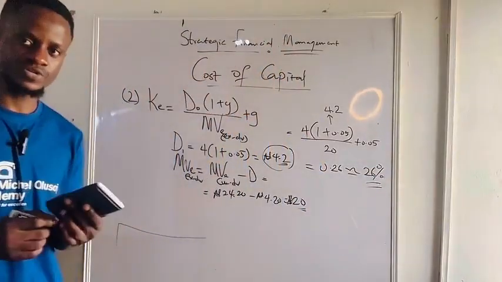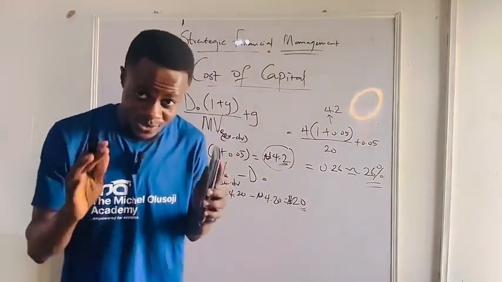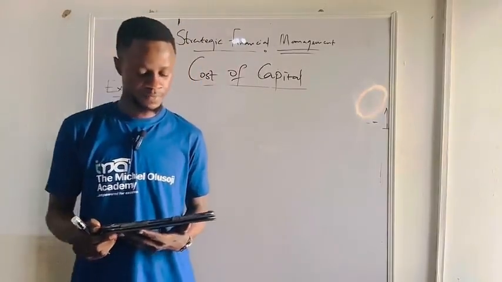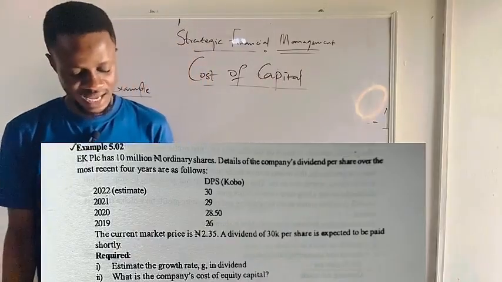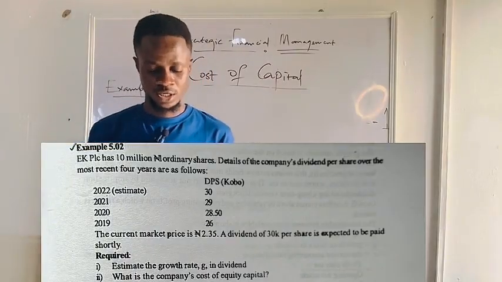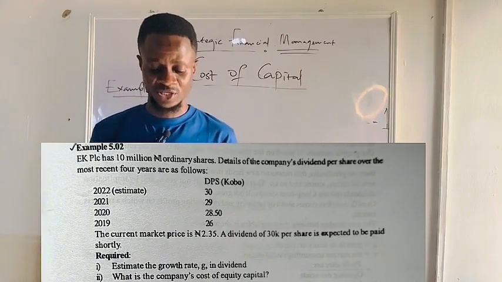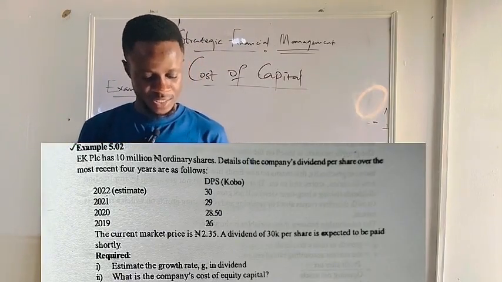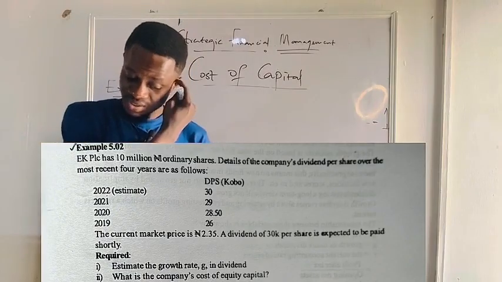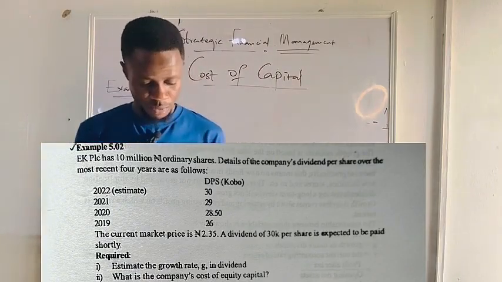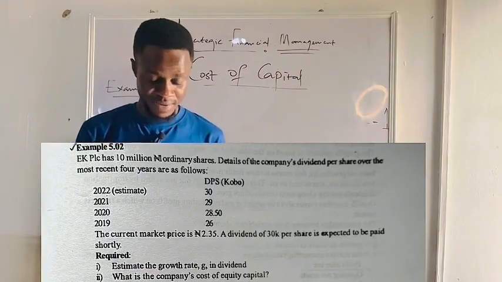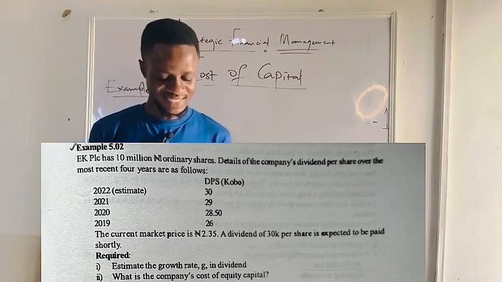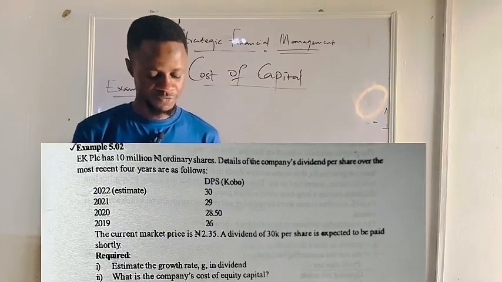Very simple. So let's solve another question again, because I want you to get this. So let's start another example, example 3. Here's the question saying EK PLC has 10 million 1 naira ordinary shares. Details of the company dividends per share over the most recent 4 years are as follows. So we have the details. The current market price is 2 naira 35 kobo. A dividend of 30 kobo per share is expected to be paid shortly. Required: estimate the growth rate in dividend. What is the company's cost of equity?